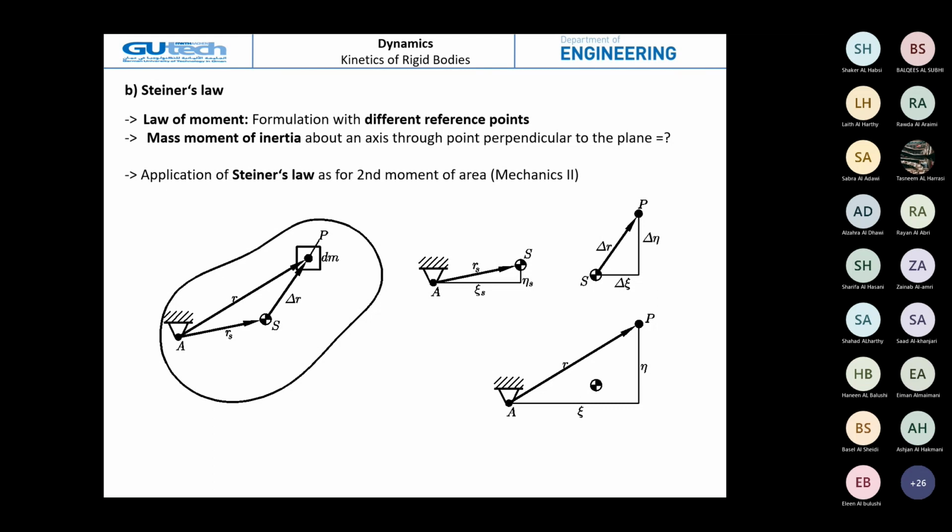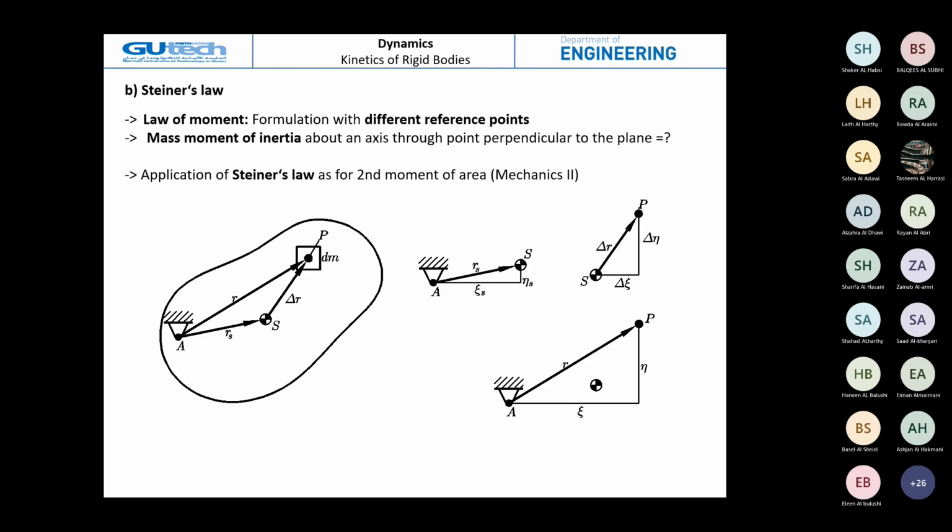That means we calculate I, or let's say the moment of inertia, about S, and then we shift it to an arbitrary point. To shift this, we use what we call here the Steiner's law. You should have seen it for the moment of inertia in mechanics too.